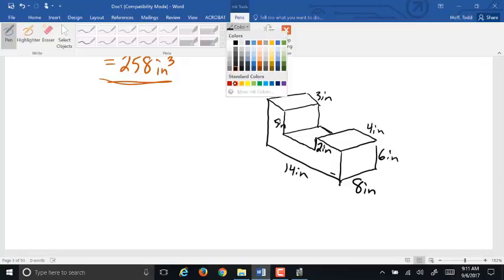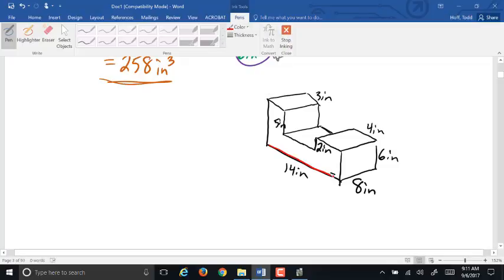Two dimensions I need to find. What's this dimension here? Oops, that's not the one. I know these horizontal dimensions. I need to find this one right here. What is it? 7. Very good. I have 3 and 4. I have to add up to 14, so I need 7 more inches right there. So that has to be 7 inches.